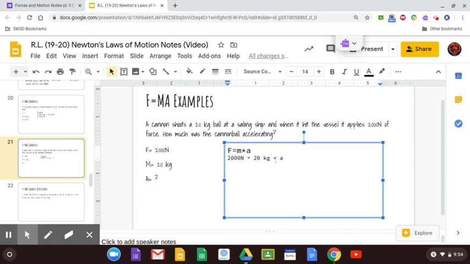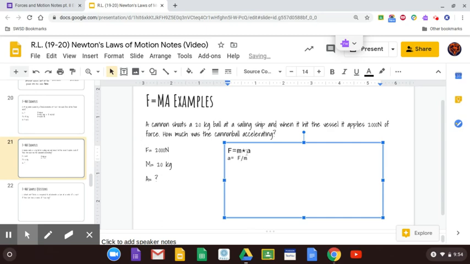Basically, what I would do if I want to isolate this A and have A on this side of the equals, and I want to get rid of this 20 kilograms, so it's just A equals something, I need to divide each side by 20 kilograms. So basically what's going to happen is I would rewrite my equation looking like this. A equals F divided by M. Okay?